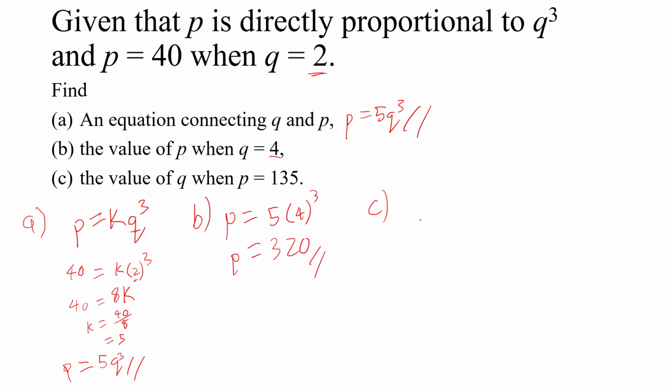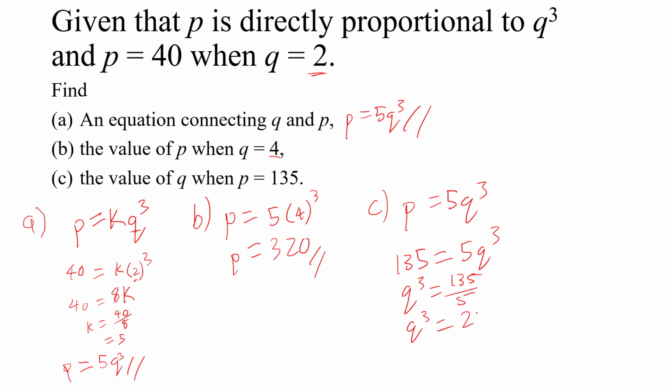Next, they want us to find Q. Alright, so P is equal to 5Q cubed. So now they give us P is 135, so 135 is equal to 5Q cubed. So Q cubed will be equal to 135 divided by 5. Q cubed will be equal to 27. So Q will be equal to cube root of 27, because cube you bring over, the opposite is cube root. So Q will just be equal to 3.